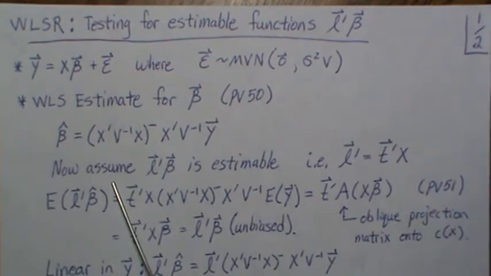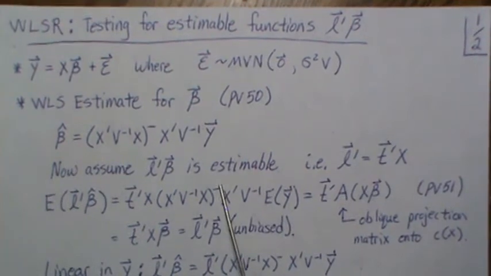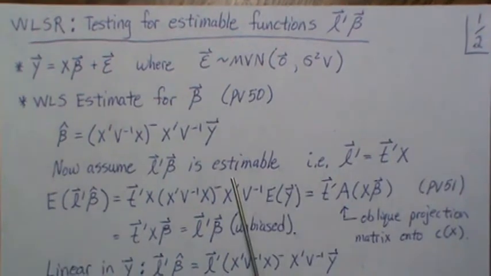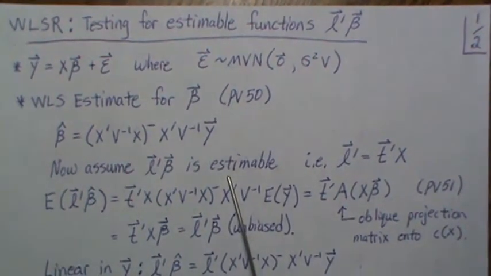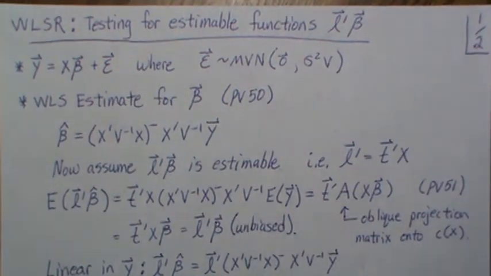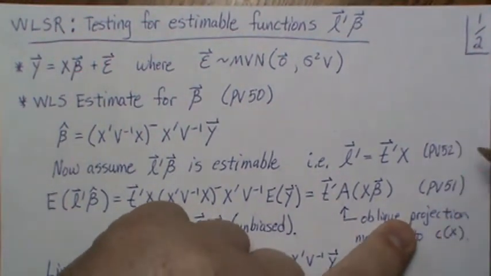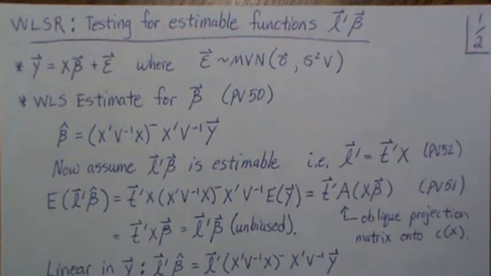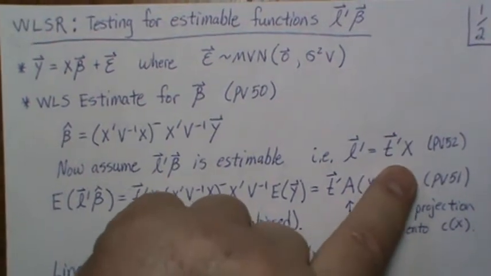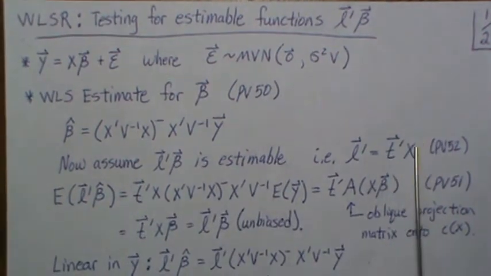So now, to conduct this test, we have to assume that this linear combination is estimable. And I have previous videos on that. If you look at PV 52, we talk about estimability and what it means and the requirements. But it really means that this L vector can be written as a linear combination of the rows of the design matrix, okay, or in this form.